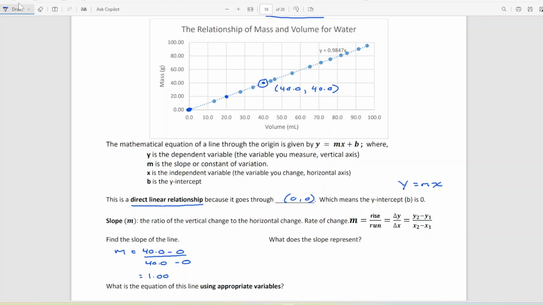Okay, but what does this slope represent? Well, it's the rise, which is measured in grams, over the run, which is measured in milliliters, which means my rate of change is 1.00 grams per milliliter. Now, if you've taken a bunch of chemistry, you might remember that this is how you calculate density. Density is the grams per milliliter of a substance.